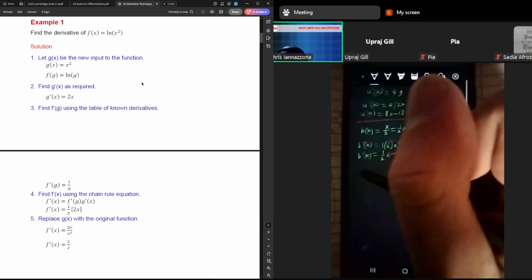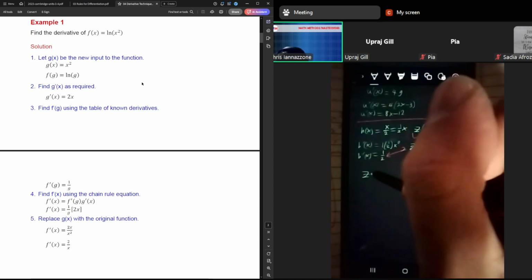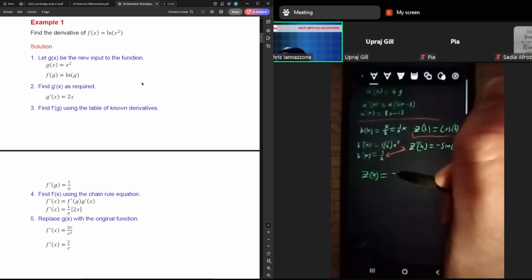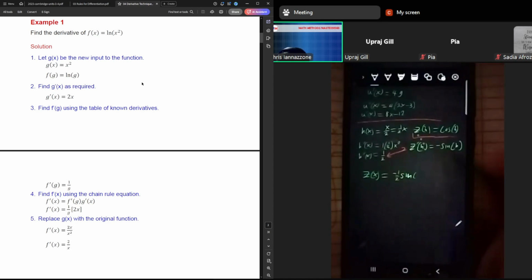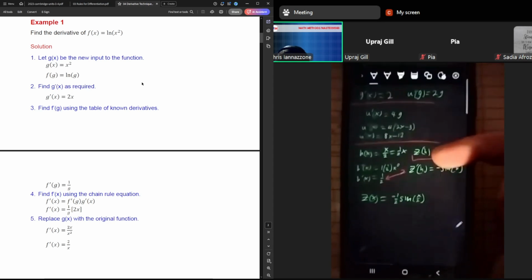So we know, let's see, what was this called again? Z of x. Z of x is now a half times negative sine h. So negative a half sine, and h is x over 2. So we're just going to put that out exactly as it was.